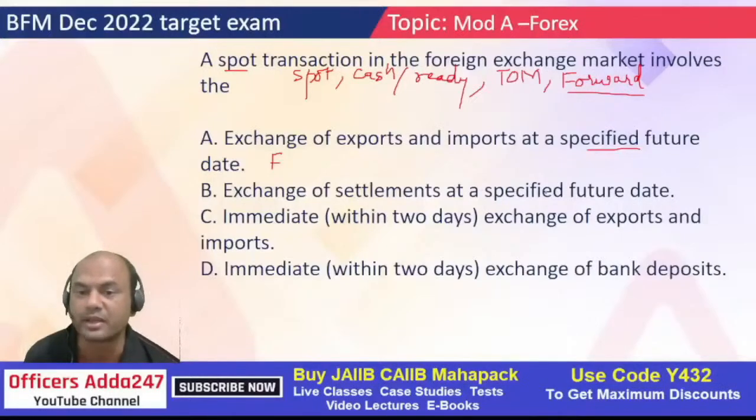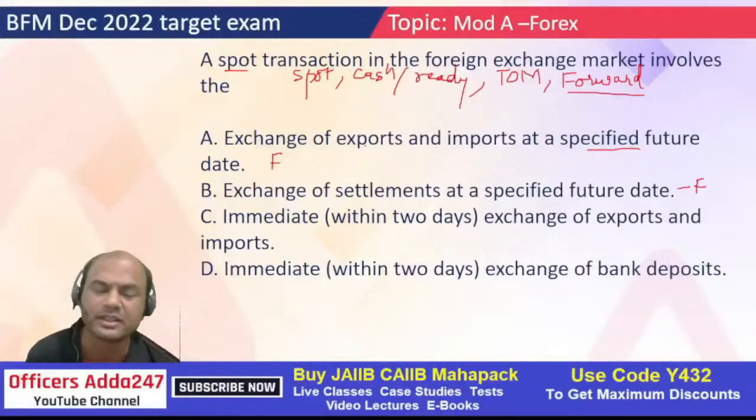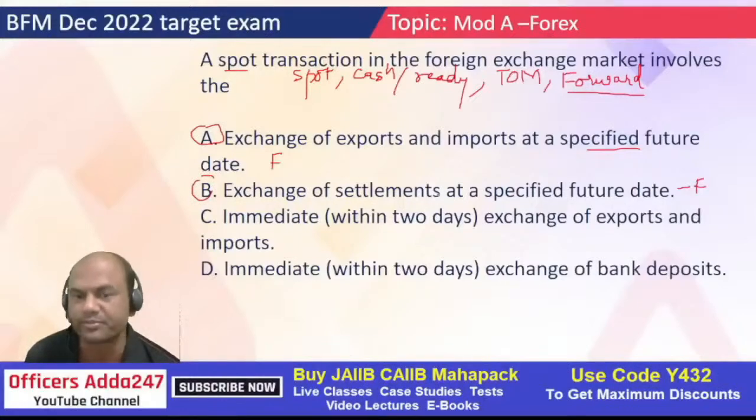Exchange of settlements at a specified future date. So that is again forward. Okay. Exchange of import and export at a specified future date. Yeah, this is a barter system basically, but it's not used. This A is rarely used nowadays. B is used every time. Okay, settlements. Specified future date means forward.